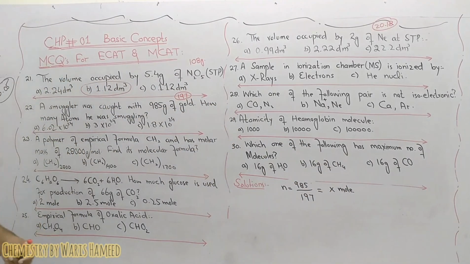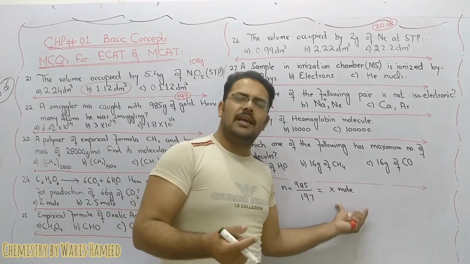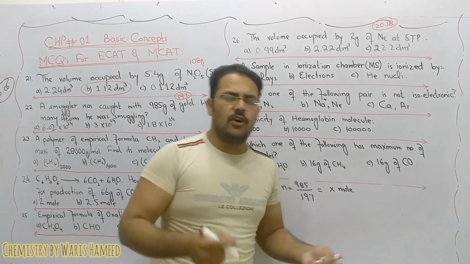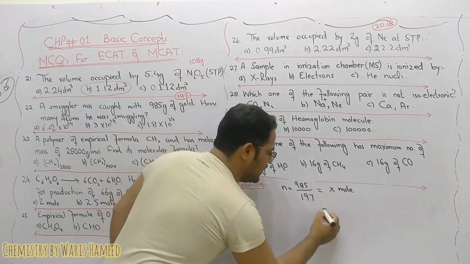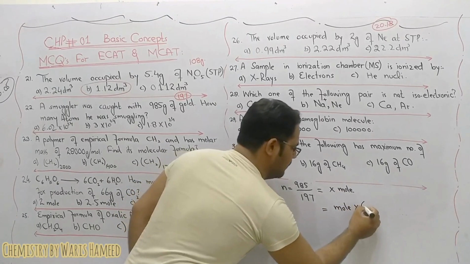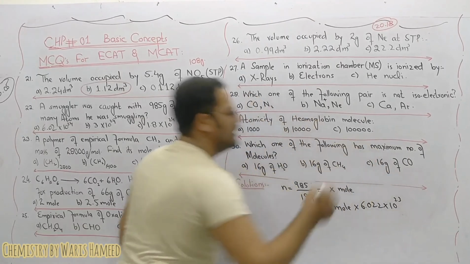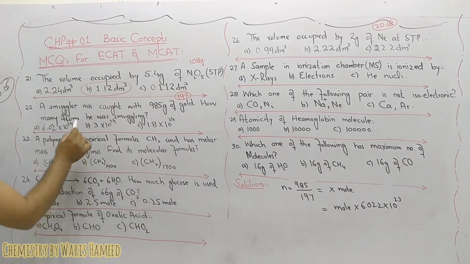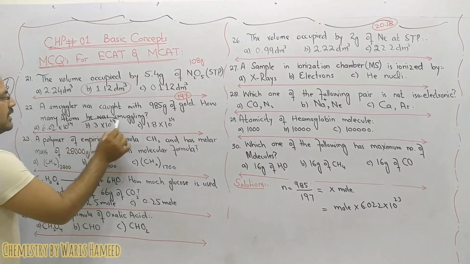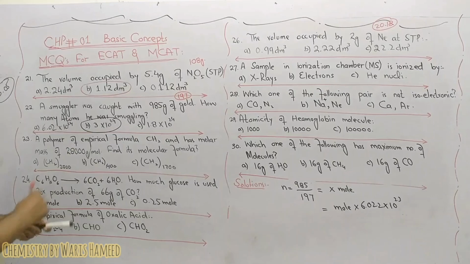For the number of molecules, particles, atoms or ions, we have to multiply the given mole with Avogadro's number. If we multiply the mole with 6.022 multiplied by 10 to the power 23, then we will have the answer 3 multiplied by 10 to the power 24. This answer is the correct one.